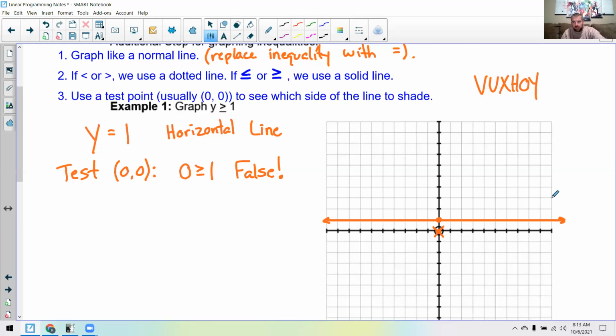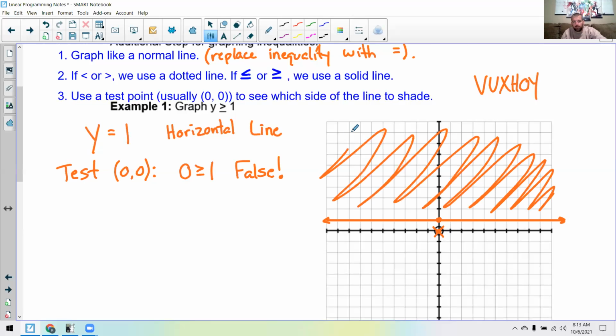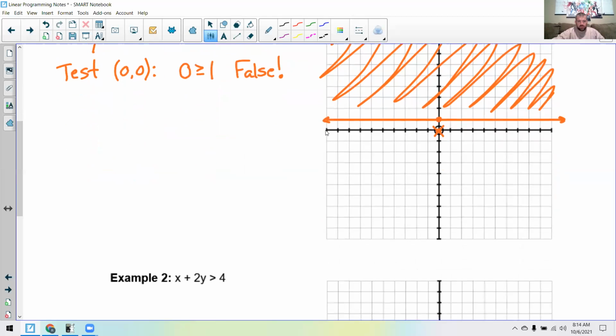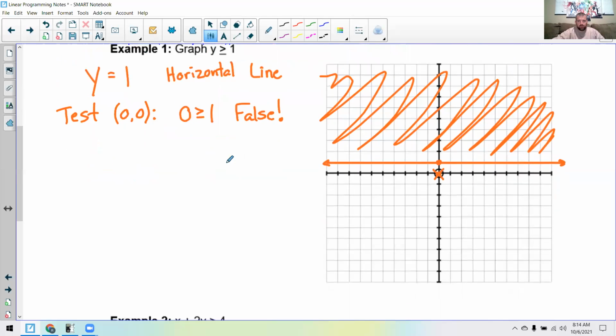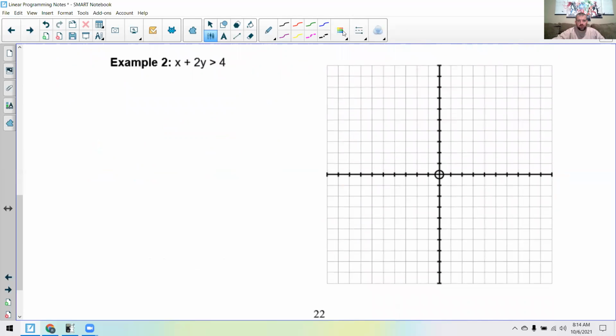So I know that I should be shading the top of the line. So my solution set is going to be the line and everything above it. Okay. Any questions on that? It becomes easier once we do regular examples, not these weird horizontal and vertical lines. Let's try this one.